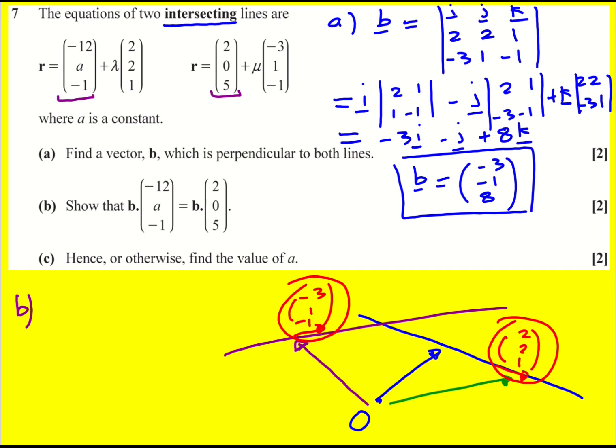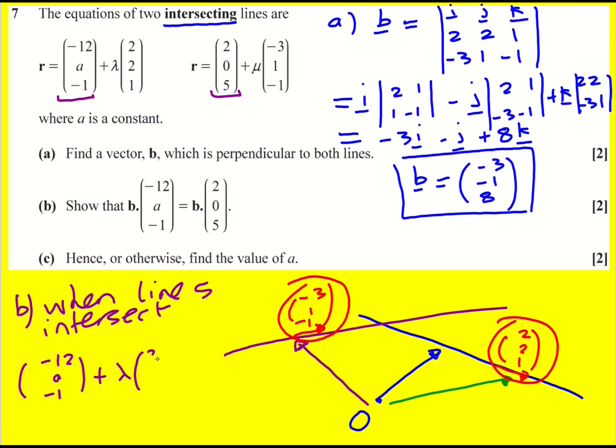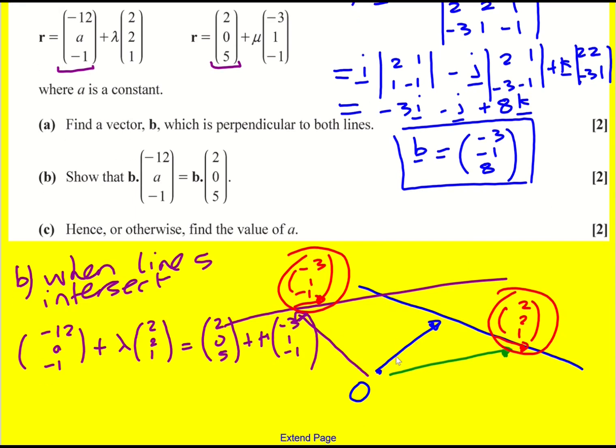We have to show where this comes from, and it's where the intersecting lines part comes in. So when the lines intersect, it must be that minus 12a minus 1 plus lambda times 2, 2, 1 is equal to 2, 0, 5 plus mu times minus 3, 1, minus 1. Now you could go ahead and solve this, but you don't need to. It's only a couple of marks here.